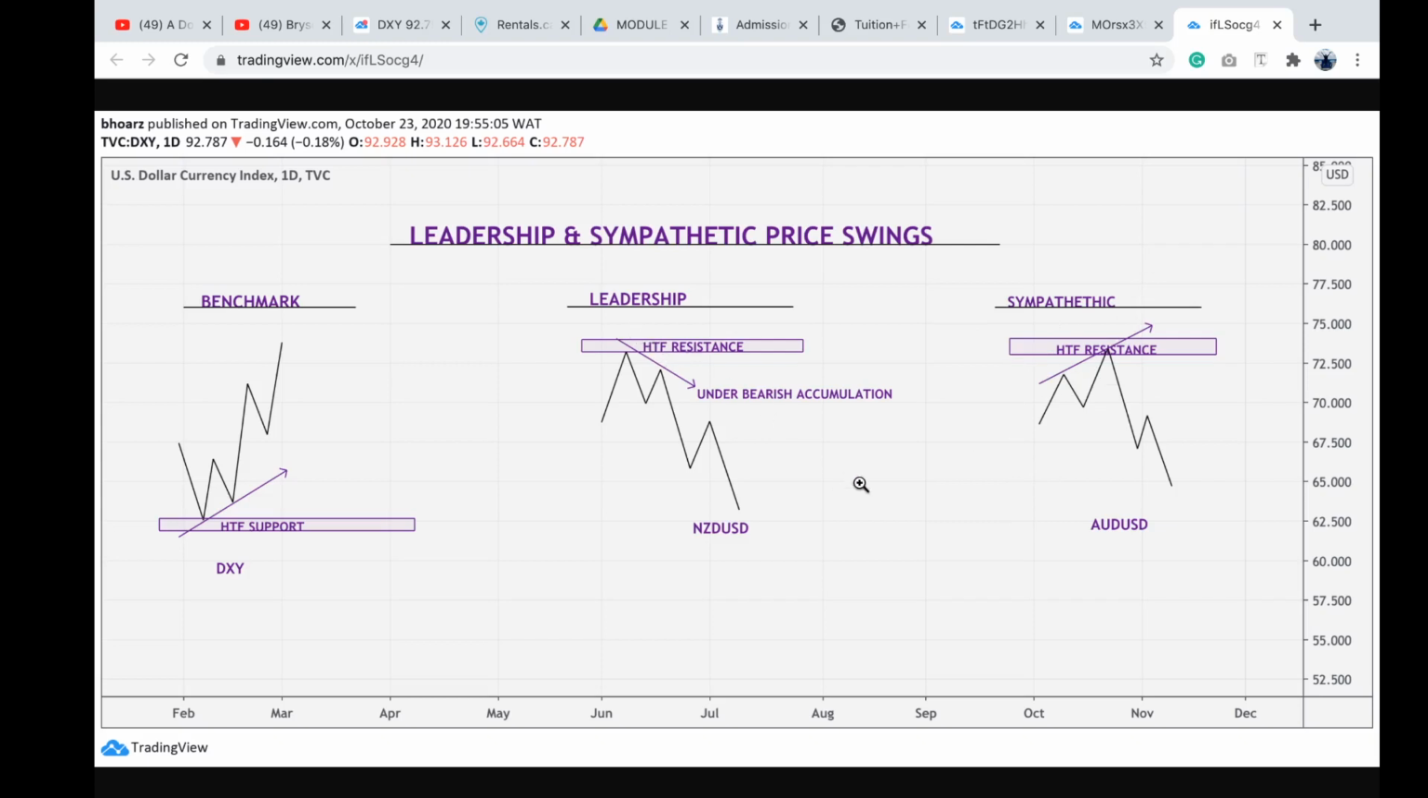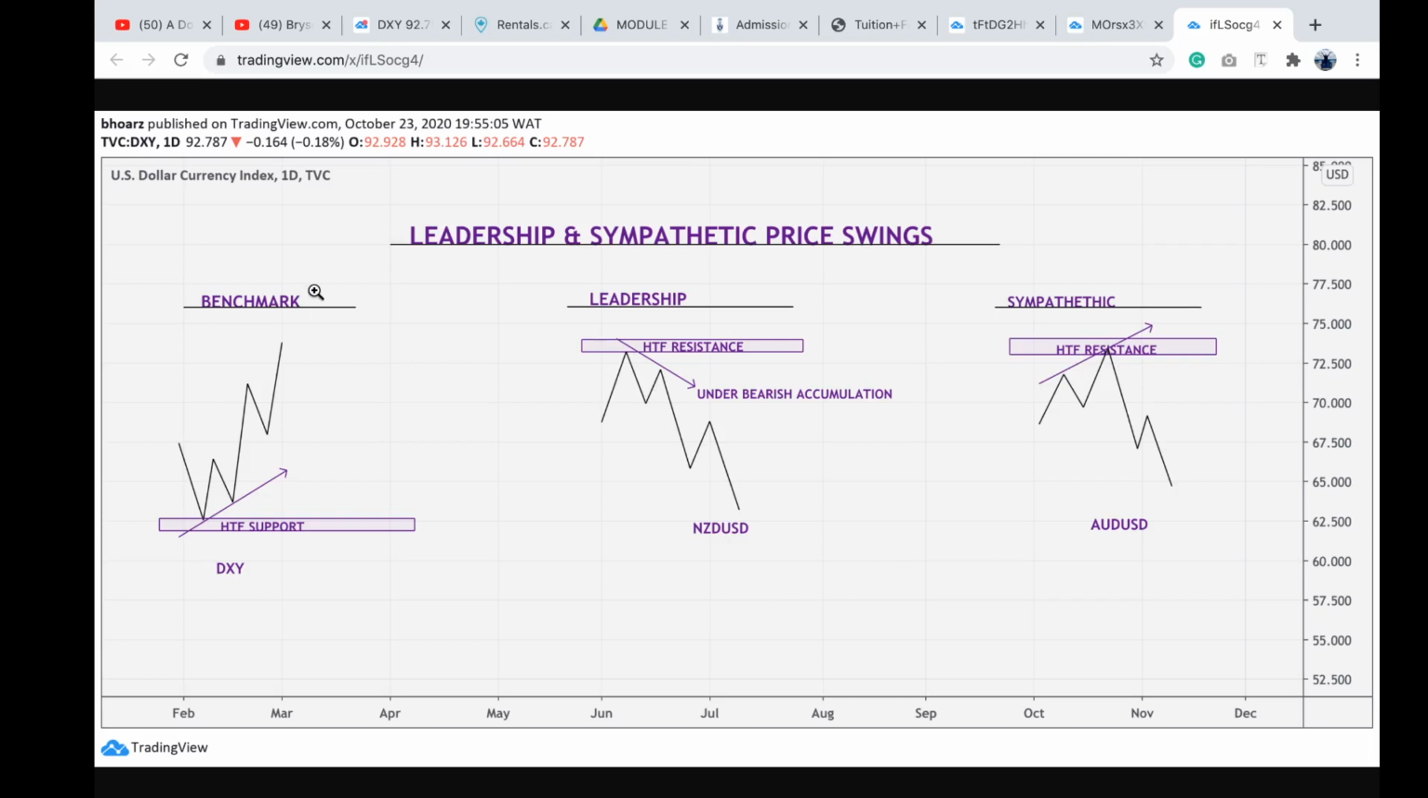That shows that the New Zealand dollar is the leadership market, and this is the asset class under bearish accumulation. The institutions are accumulating this currency, shown by the comparative lower highs in that currency, while this one, the Aussie, is under distribution. So the currency under accumulation becomes the leadership market, and the one showing strength against the DXY strength becomes the sympathetic market. It's going to eventually get in sync with this market.